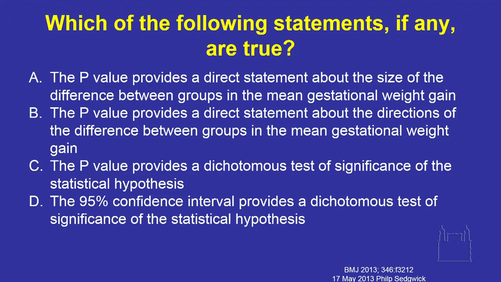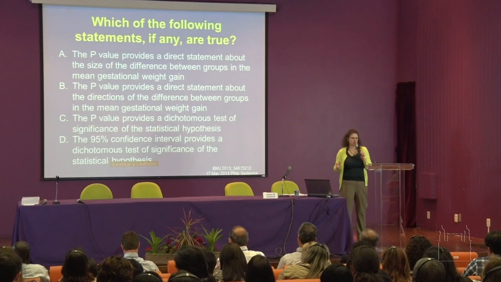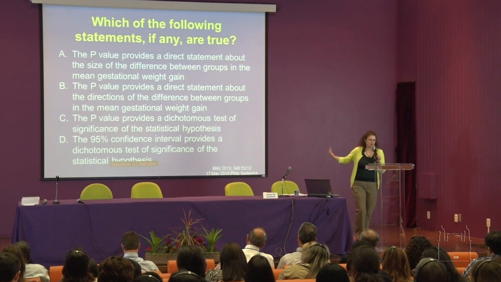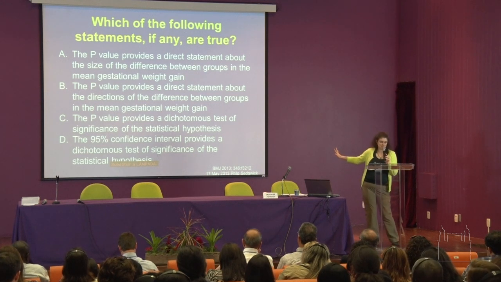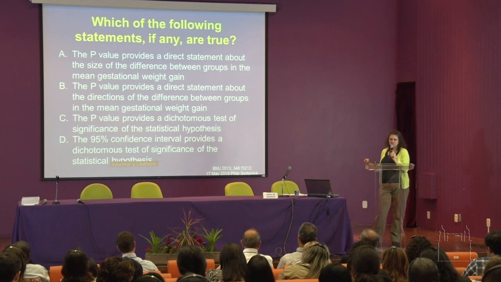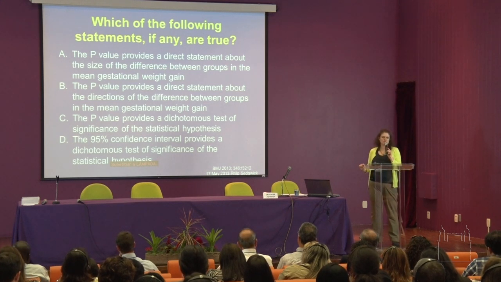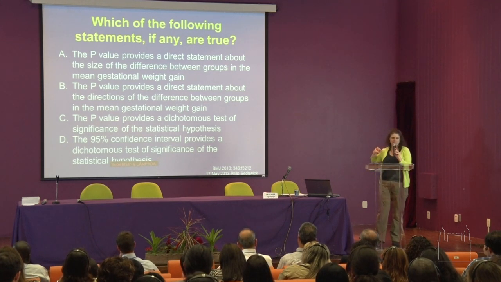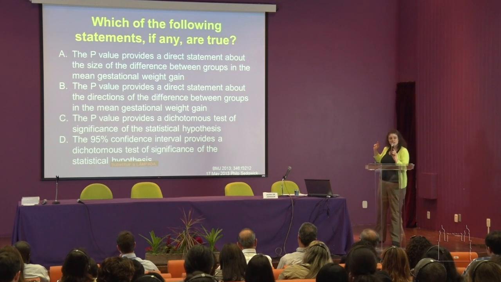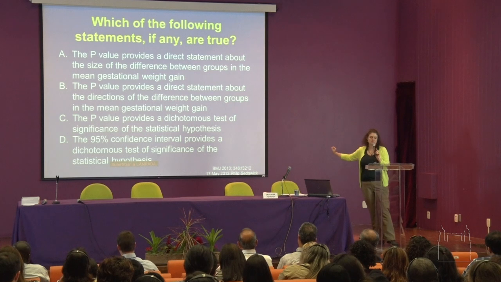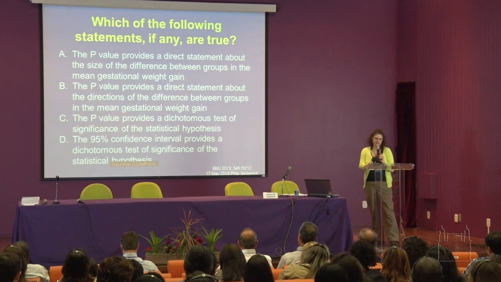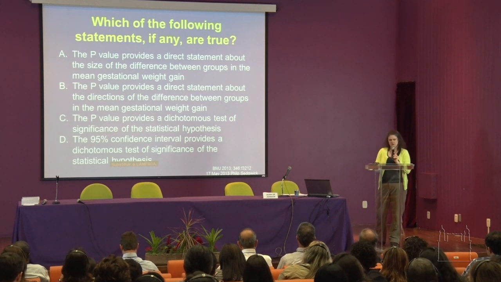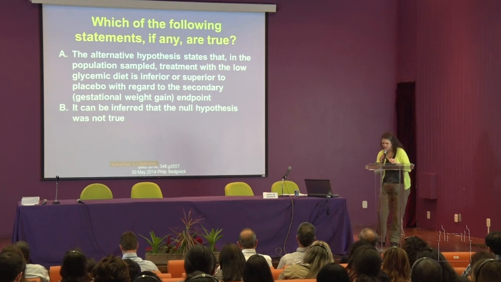D, the 95% confidence interval provides a dichotomous test of significance of the statistical hypothesis. Now I should say the confidence interval, in this case we'll say of the mean difference, provides a dichotomous test of significance. So I should have said the confidence interval of the mean difference. Raise your hand if it's true. So it is true, as long as this is the confidence interval of the mean difference in the birth weights. D is true. You're doing well though. The p-value part is the hardest part.